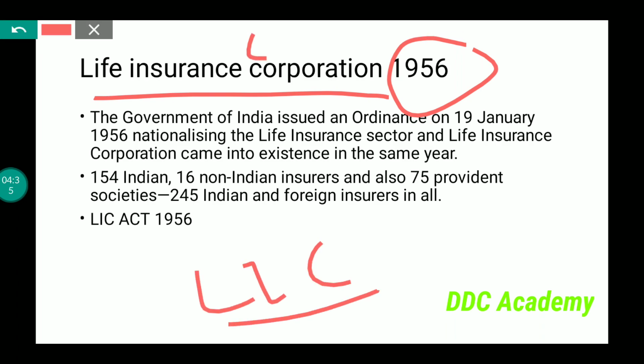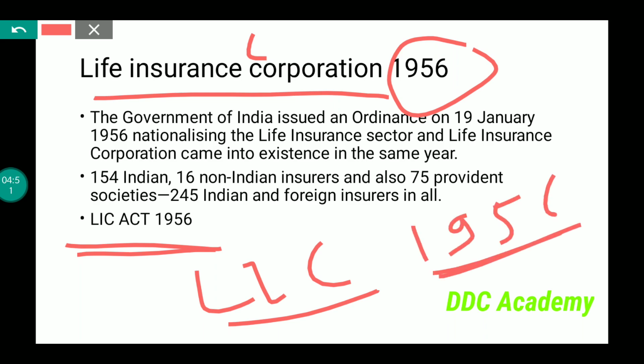The big news happened in 1956 when the Life Insurance Corporation, that is LIC, came into existence. It is called the LIC Act 1956. If a question comes, in which year did the LIC Act come into existence? It is 1956. You can say this is a statutory organization as it comes by law. The Government of India issued an ordinance on 19 January 1956, nationalizing the Indian insurance sector, and LIC came into existence.